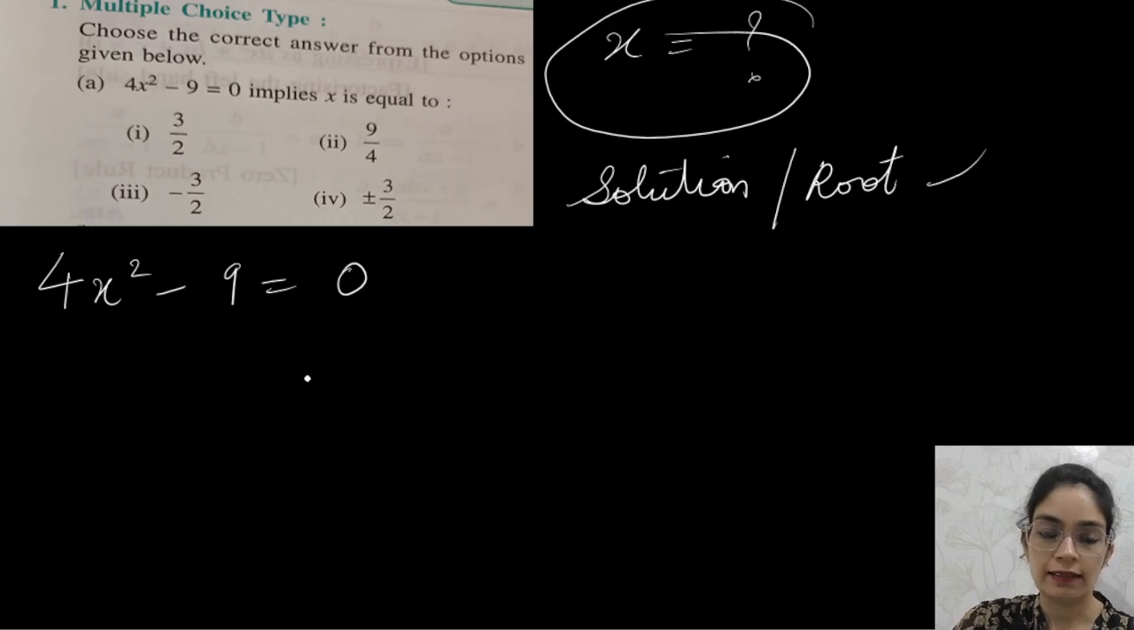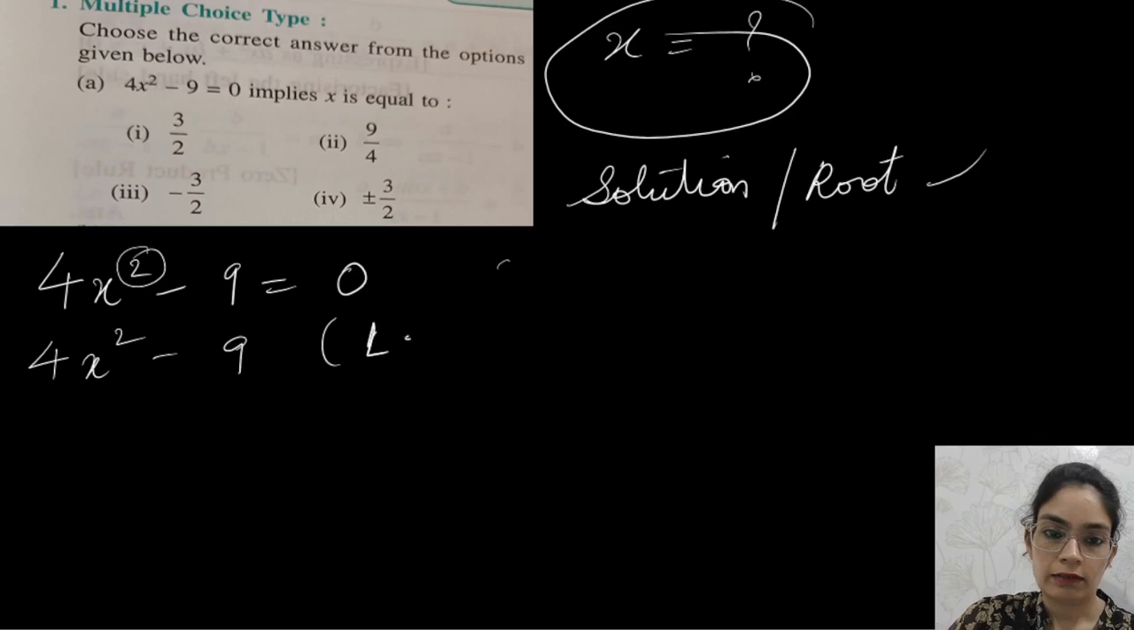Now let's check that. First of all, you have to see whether it is a quadratic equation or not. Here we can see in this equation the highest degree of the variable is 2. The variable is x and its highest degree is 2. Which means this equation is a quadratic equation. Now let's simplify it and see what the value of x is. See, 4x square minus 9. Left hand side I will choose.